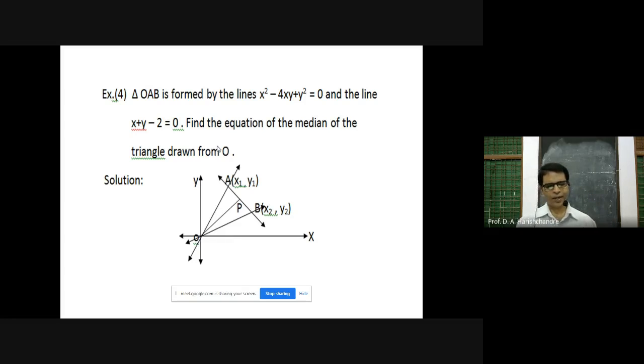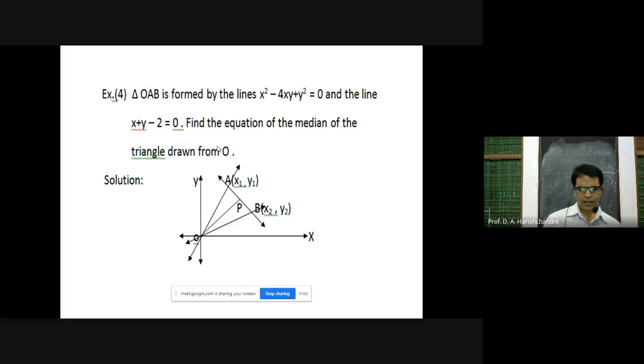Example number 4. Triangle OAB is formed by the lines x square minus 4xy plus y square is equal to 0 and the line x plus y minus 2 is equal to 0. Find the equation of the median of the triangle drawn from O.